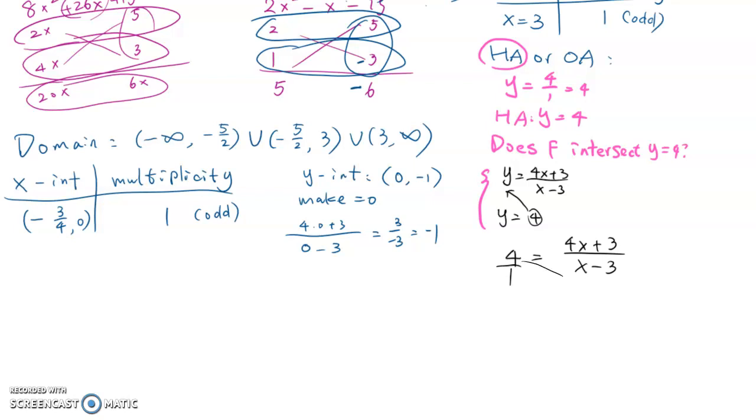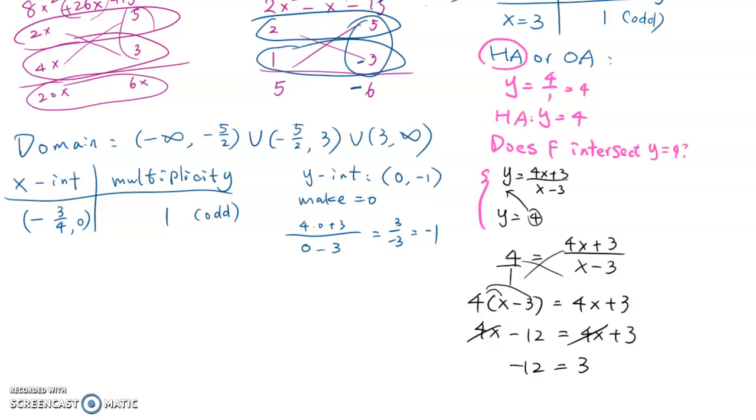Put a 1 underneath, and we can cross multiply. And so we have 4 times x minus 3 equals 4x plus 3. Distribute here, you have 4x minus 12 equals 4x plus 3. Subtract 4x on both sides, you have negative 12 equals 3. This is a false statement, so that means no matter what your x is, these two equations do not have a solution. They don't have a common point. So that means our function f will not intersect the horizontal asymptote y equals 4.